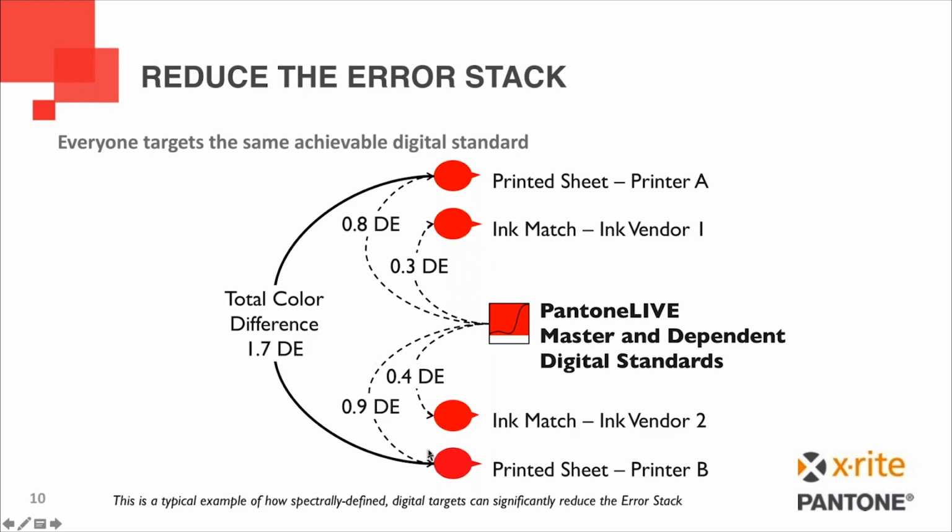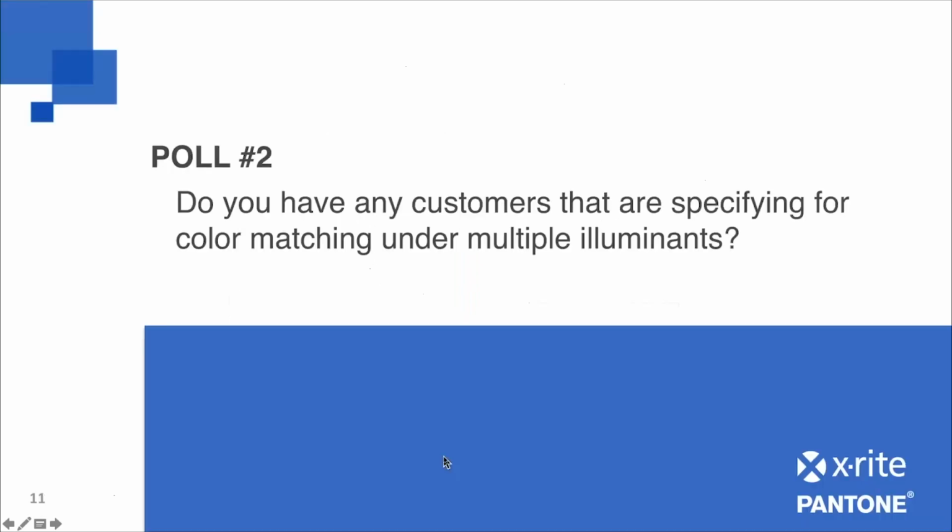And then the press room is also held to match that original digital standard, not a generation from that, not a drawdown, but the actual digital standard. They can stay tighter to that. And our net result here is under 2 delta E match from production run to production run.